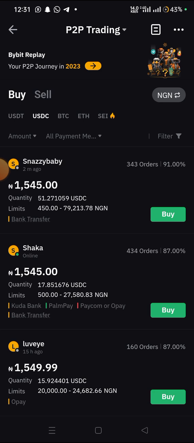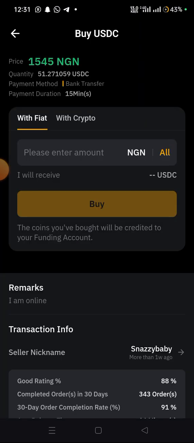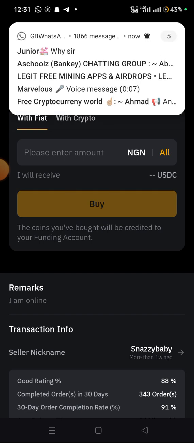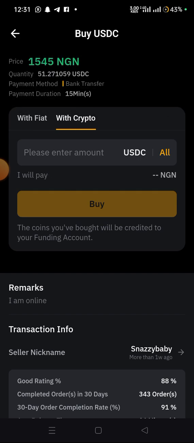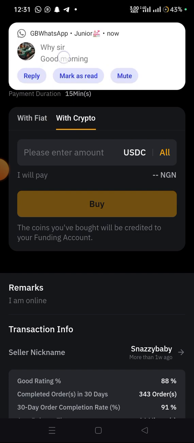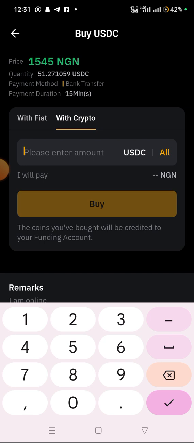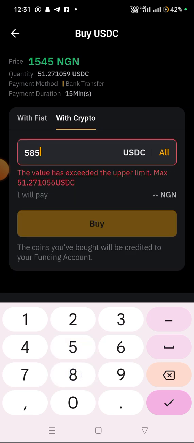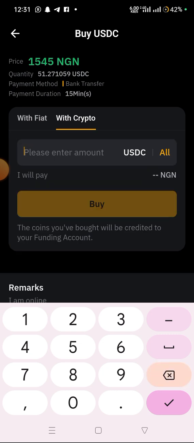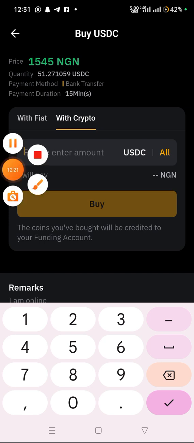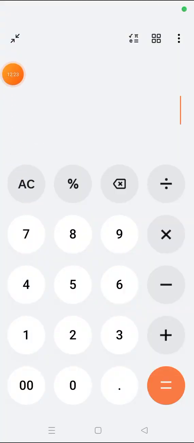is going to come and click on buy. Now let's go to our calculator, because if you are going to do it here, it's not going to go because of the amount of USDC this person wants to sell. As you can see, volume exceeded. So let's go to our calculator and do the calculation to see if we are going to make a profit or not.